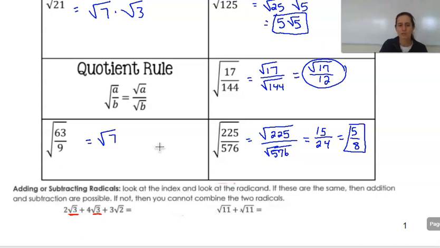Because the first two terms have a radical 3 in it, I add the coefficients, meaning the numbers in front of the radical, together. So 2 plus 4 is 6 radical 3s plus a 3 radical 2.